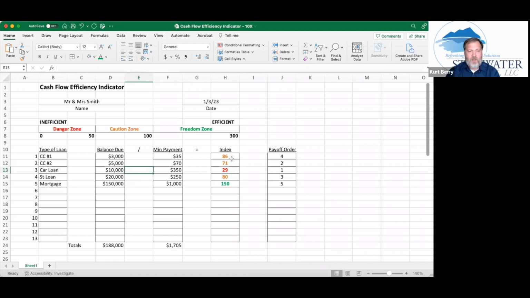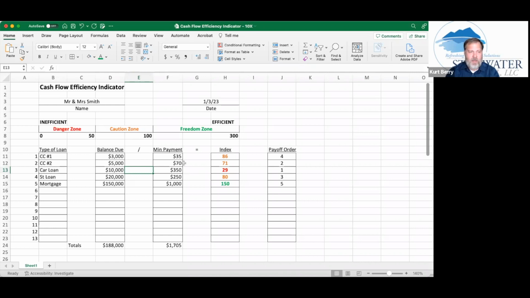So we can look down here. That first credit card has an 86, which falls in the caution zone. That's why it's orange. That's a loan we might want to reconfigure. The next one is a 71, this credit card, and that's also in the caution zone, so I might want to reconfigure it. And then what we'll see is that the car loan is actually a 29. It's in the danger zone. That's a loan we probably want to get rid of as fast as we can. And here's why. Here's how that works. You'll notice that on credit card number two, their balance is $5,000 and they pay $70 a month.